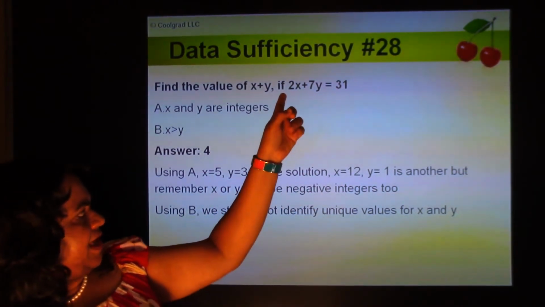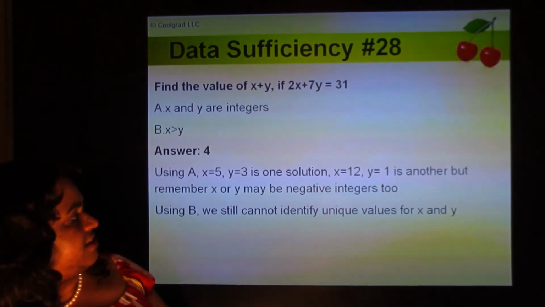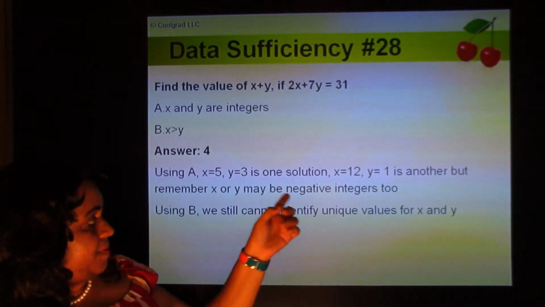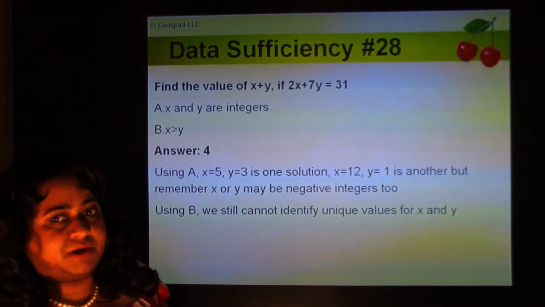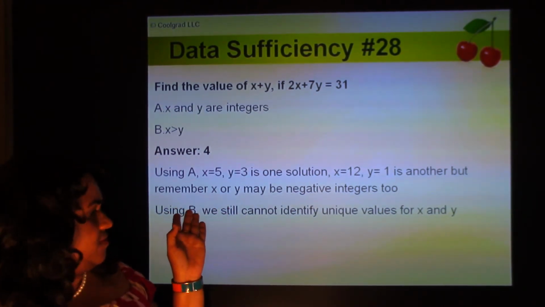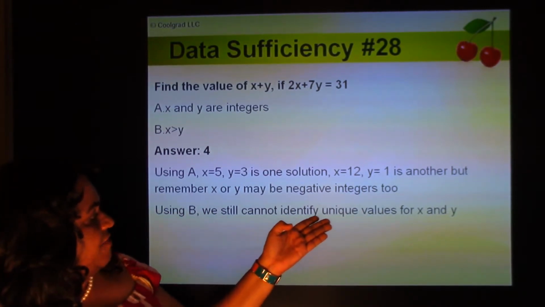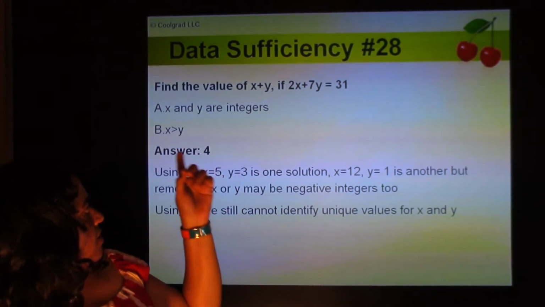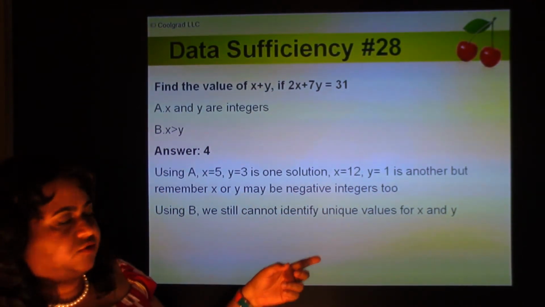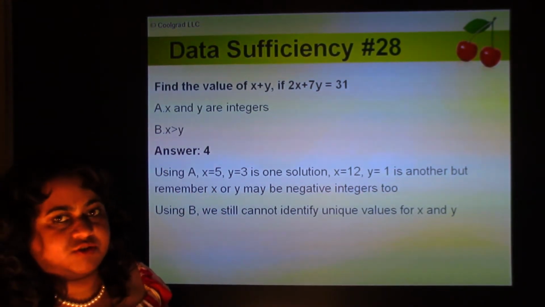But we can also have x equal to 12. So we have 24 plus 7. So we'll still have 12 and 1 as another solution. And remember, they may be negative integers too. So we have clearly multiple solutions. Statement A alone is not sufficient. Using B, we cannot identify unique values for x and y. X is greater than y. But still we can have multiple solutions, right? So 12 and 1 is one, 5 and 3 is another one. So both the statements together are insufficient. So option 4.